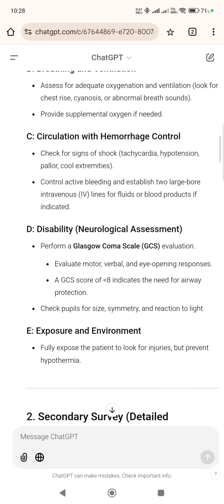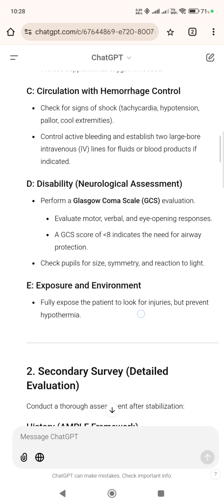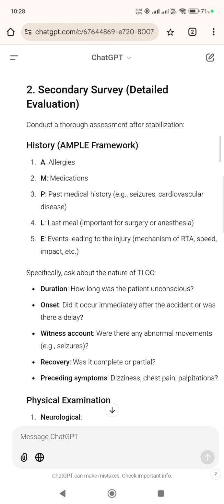E. Exposure and environment. Fully expose the patient to look for injuries, but prevent hypothermia. Number 2, secondary survey, detailed evaluation. Conduct a thorough assessment after stabilization.